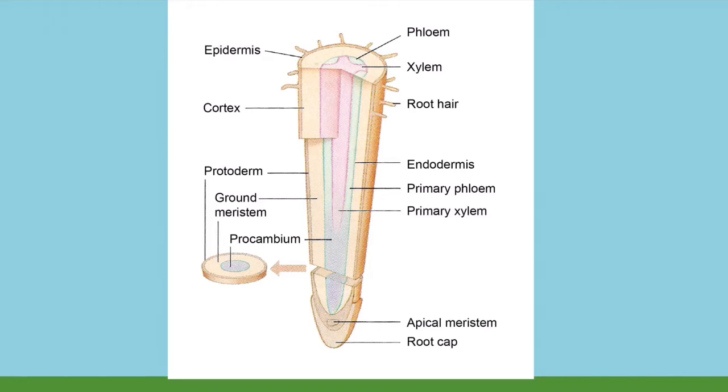You have your epidermis, which is going to be the outside, your cortex, phloem, and xylem. You probably don't know what those words mean right now. If you do, great. If not, we'll learn them in a bit. I'm just showing you an example of what a root looks like cut in half, so that you can see the inside of it going out.